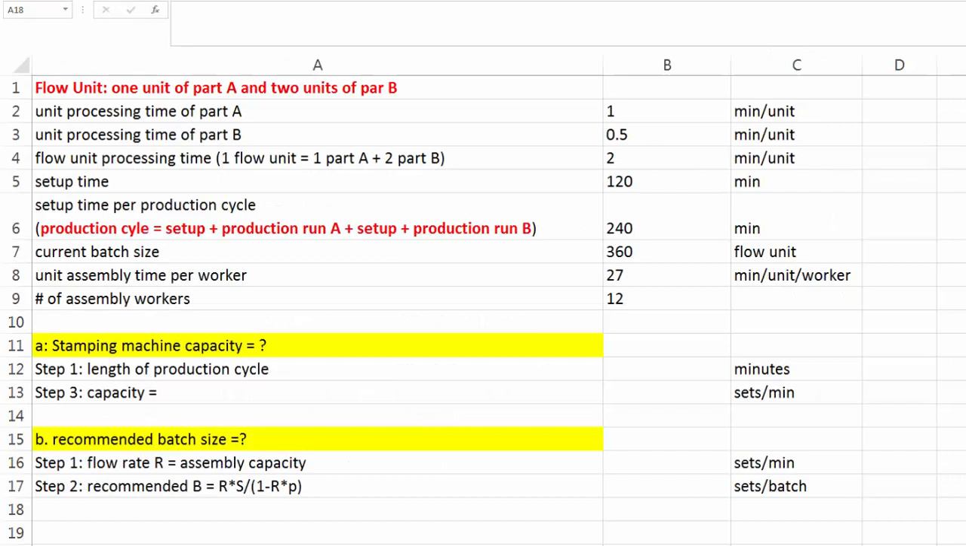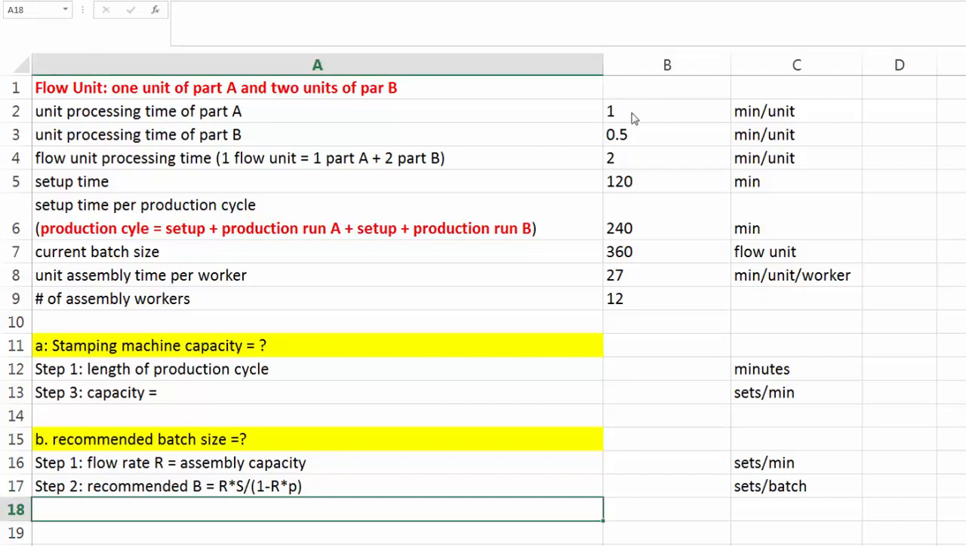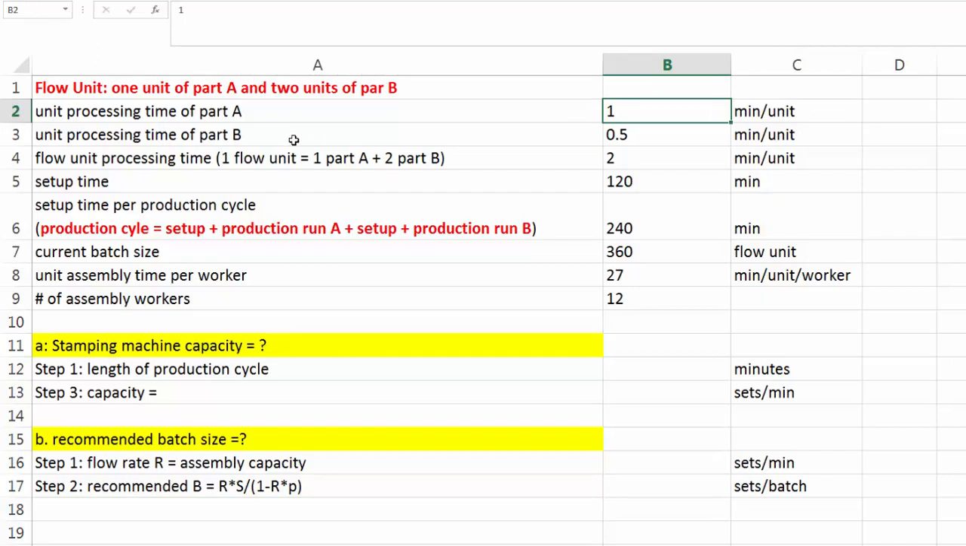First of all, let's understand that in this case, one flow unit consists of one unit of part A and two units of part B. Unit processing time of part A is 1 minute per unit. Unit processing time of part B is 30 seconds or half a minute per unit. Because one flow unit consists of one part A and two part B, the flow unit processing time is 2 minutes per unit.